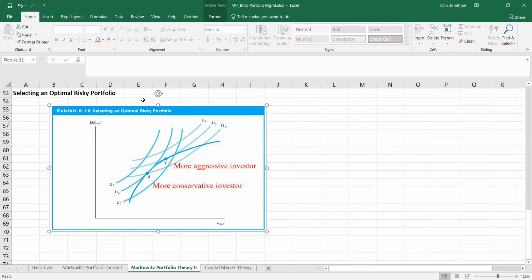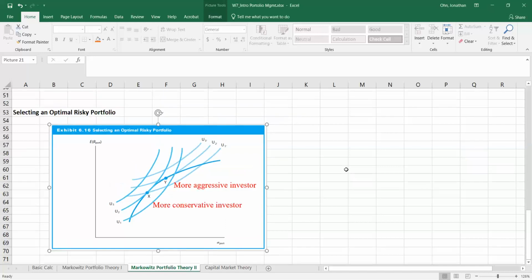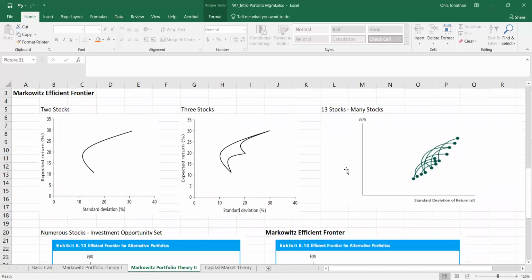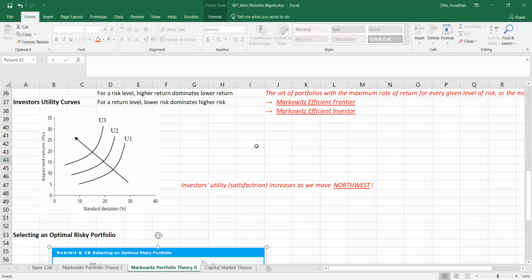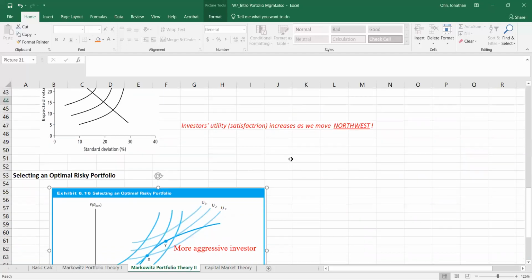So each person's optimal investment decision is here and here. If you compare X and Y, Y has higher risk and higher return. So we say Y is the more aggressive investor, but X decides to stay at lower risk and lower return. That is a more conservative investor. All right. So we just combined this Markowitz efficient frontier and then the utility curve, graphically or conceptually this way.